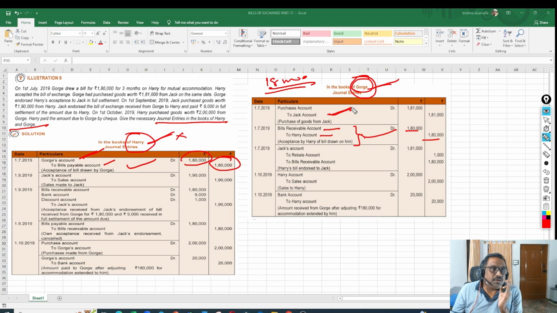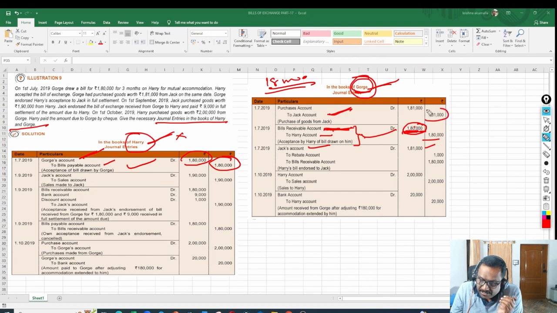Next, George endorsed Harry's acceptance to Jack in full settlement. What George did is he endorsed whatever bill he has. 1,80,000 rupees is the bill with him, right? This 1,80,000 rupees bill, he endorsed that to Jack. This bills receivable has gone from his pocket to Jack's pocket. So Jack account debit 1,81,000.